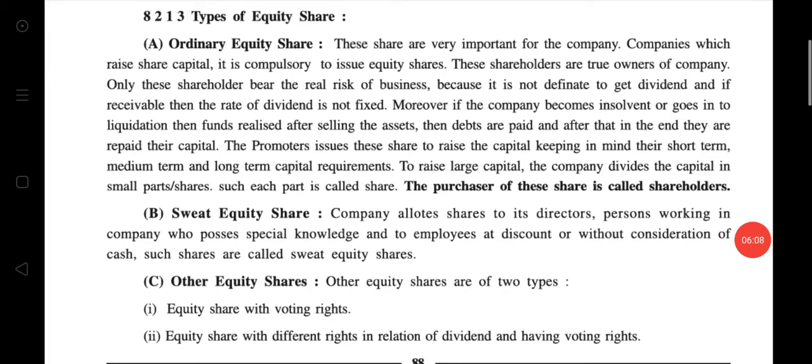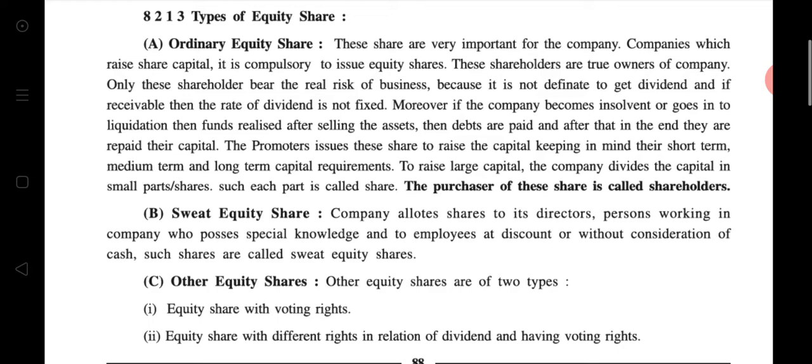The meaning of ordinary equity share: these shares are very important for the company. For companies which raise share capital, it is compulsory to issue equity shares. For the company, issuing equity shares is compulsory if it wants to raise share capital. And this type of equity share is called ordinary equity share. And we all know about the shareholder as the true owner of the company because I explained it in the characteristics of equity share.